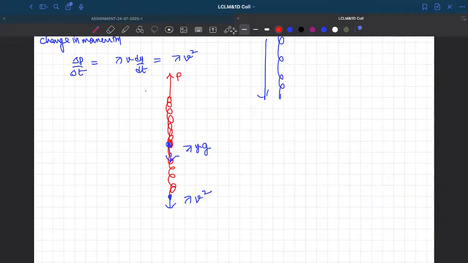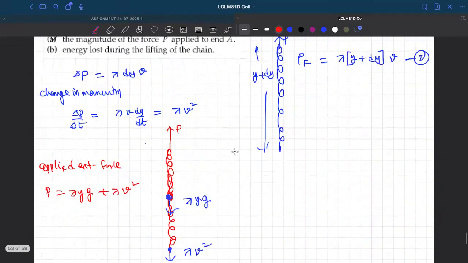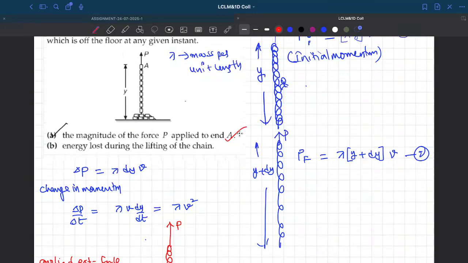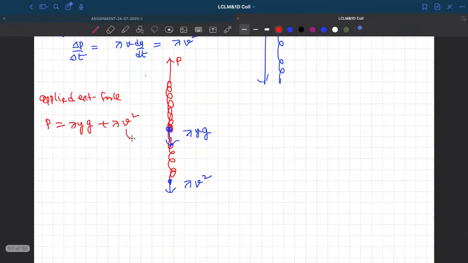So therefore, the applied force P is lambda yg plus lambda v square. What is the first question? Energy lost during lifting of the chain. And remember, you are moving with this velocity, which is mentioned as constant in the question. So except y, there is no variable.